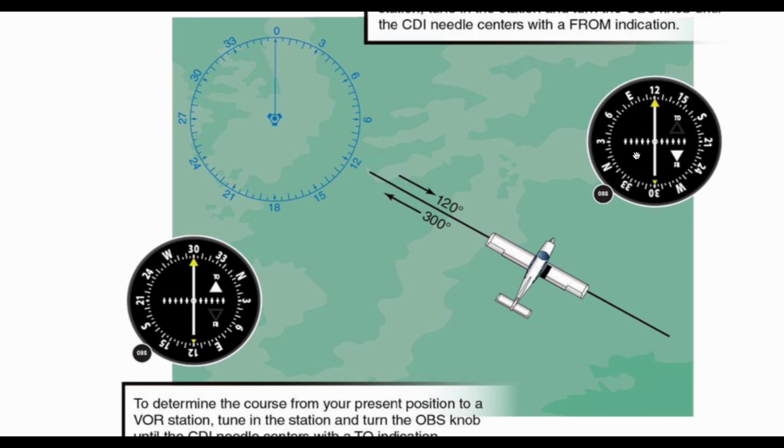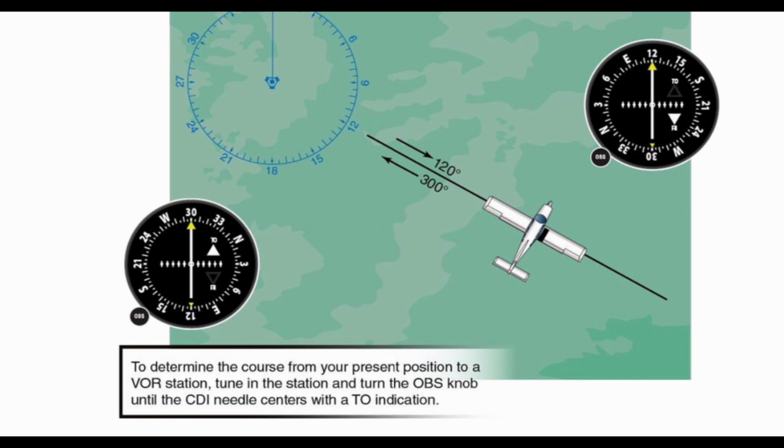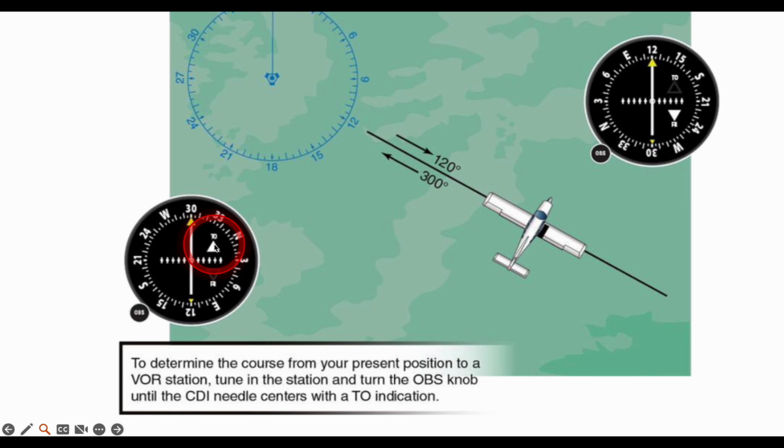One of the hardest parts about identifying or determining your course with a VOR is understanding the difference between a to and a from flag. So when you have a to flag, the number that reads at the top of the CDI is going to be your bearing or your heading. The number on the bottom is going to be the radial in which you're located.